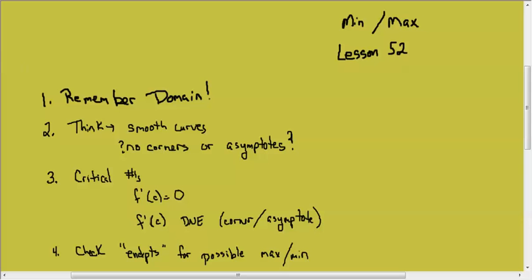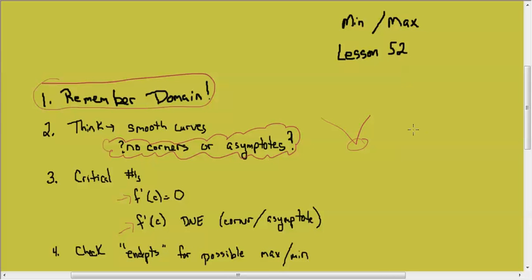Okay, first off, the first thing you need to remember is domain. You've always got to be thinking about domain in these real-life problems. All right, second thing, remembering our critical numbers. Critical numbers are when the slope is 0 or the slope does not exist. Now, the slope does not exist when you have corners or asymptotes, like an absolute value or something.